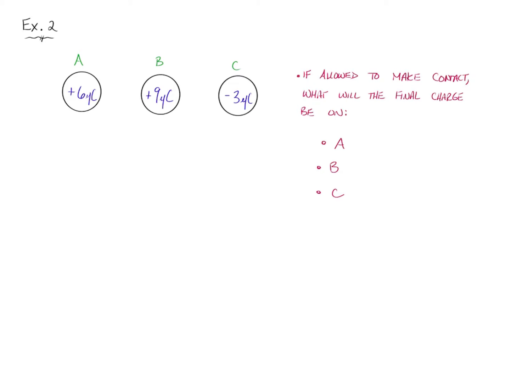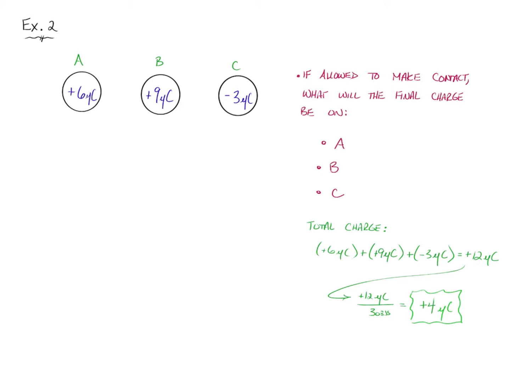In the second example, we will add a third object and show you that the same process can apply. We're given a positive 6 microcoulomb object, a positive 9 microcoulomb object, and a negative 3 microcoulomb object. If all three are allowed to make contact, the question is, what will the final charge be on A, B, and C? So if I allow all three of these to touch and everything equalizes, what is the final charge on this object going to be?